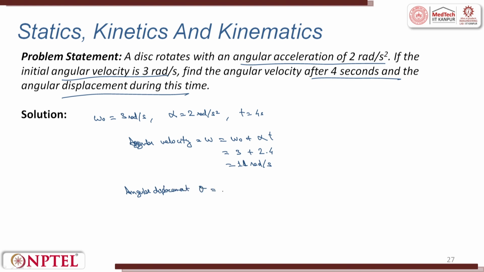Theta, this is equal to omega naught t plus half alpha t square. This is equal to 3 into 4 plus 1 by 2 into alpha is 2, t square is 4 square. This gives me 28 radians. That is, angular displacement during this time is 28 radians.